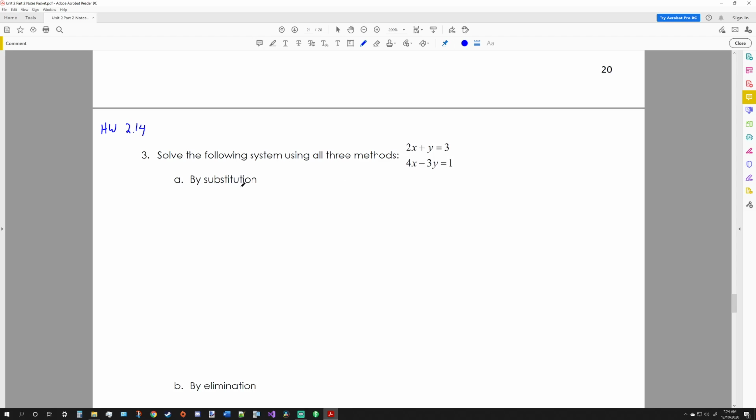So let's solve this by substitution. If you remember from last class, substitution means get one of the variables by itself. The easiest variable to get by itself is the one without the coefficient, so that's going to be this first y.